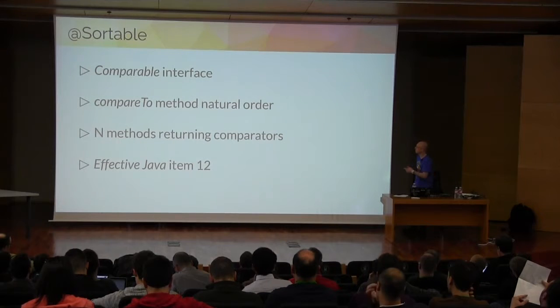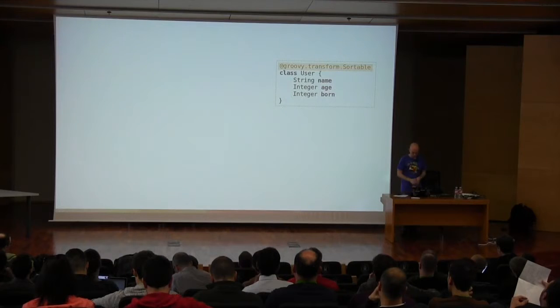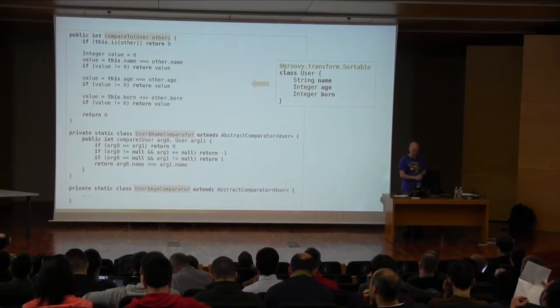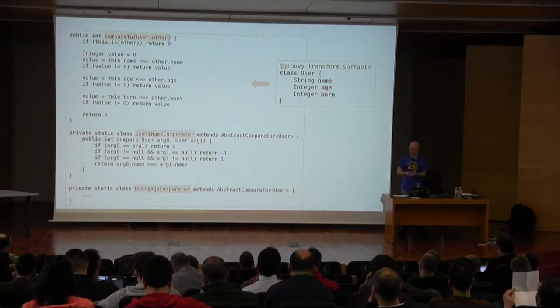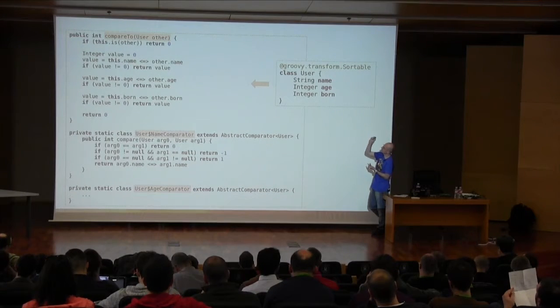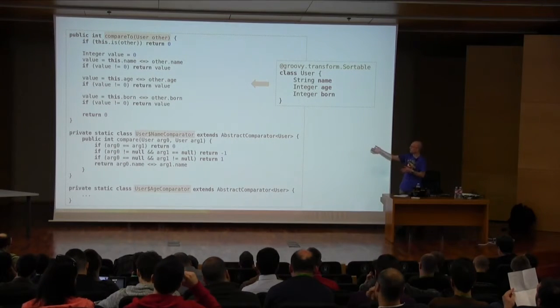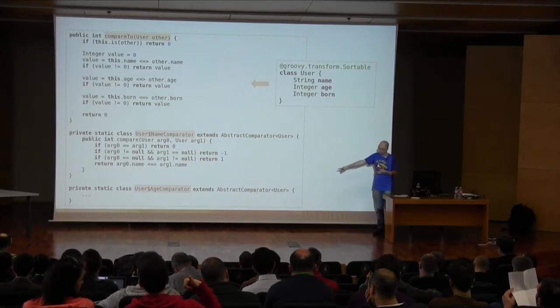And another thing that this annotation does is create a lot of comparators for you. So with this class User, with name, age, and born, if you annotate the class, the transformation will do this for you. First, it will implement the compareTo method with, again, the natural order: first the name, then the age, and finally the born. And it will also create comparators for every field. So we have here a name comparator and an age comparator.